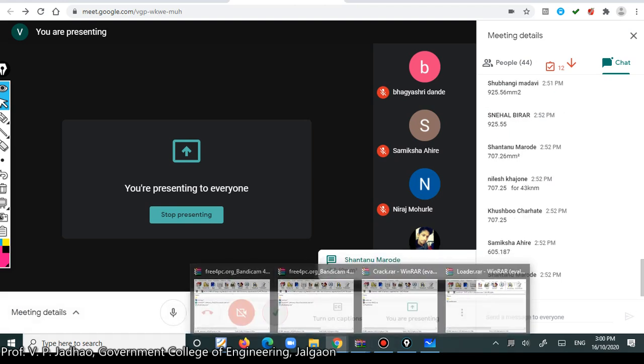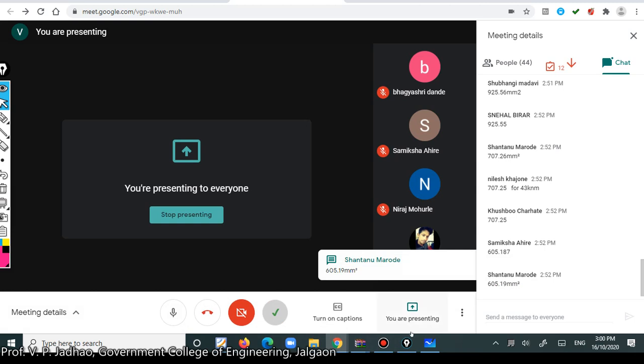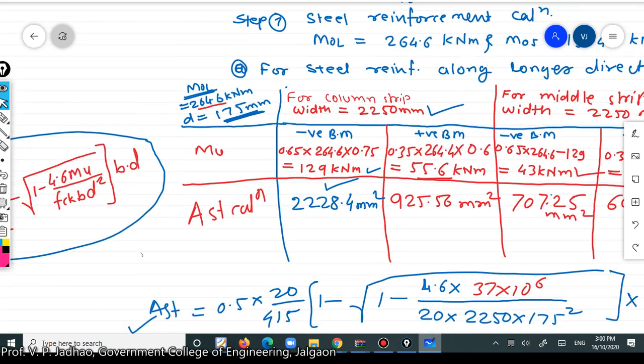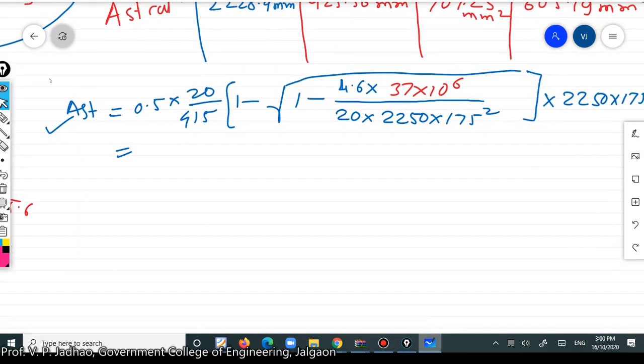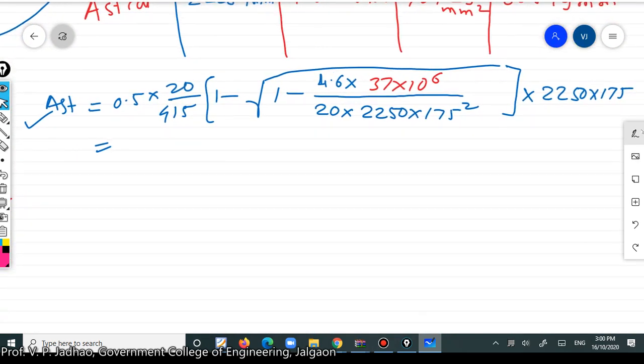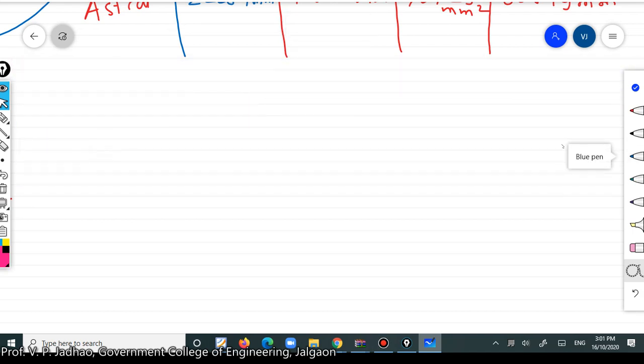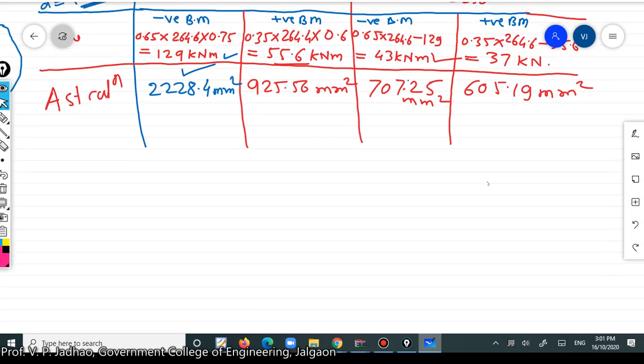605.19. Shantanu has calculated it, 605.19 mm square. So it will be easier for calculation if we use this tabular format, because a number of AST calculations are required in this particular step. So we have calculated, I'll just delete this formula. We have calculated the steel requirement.